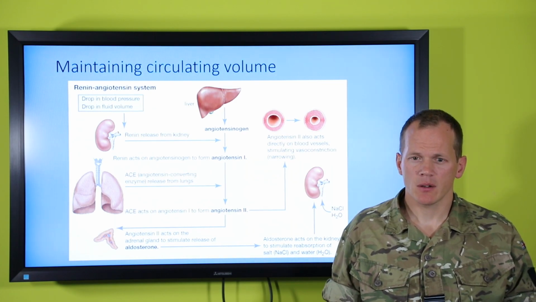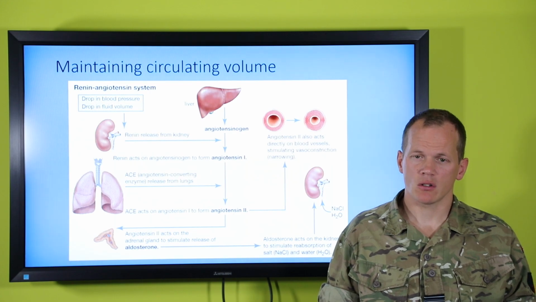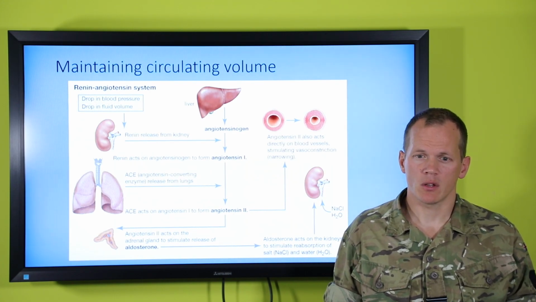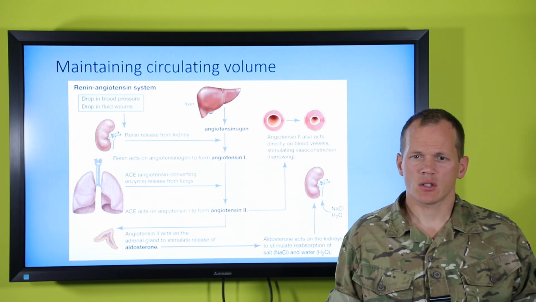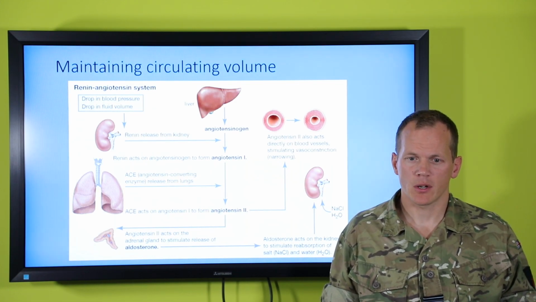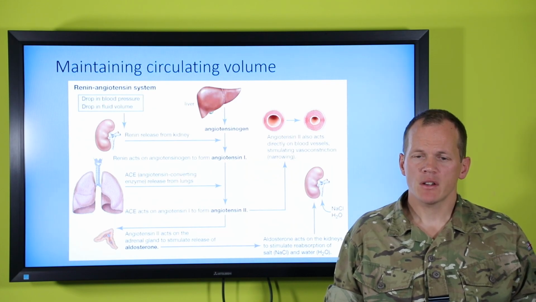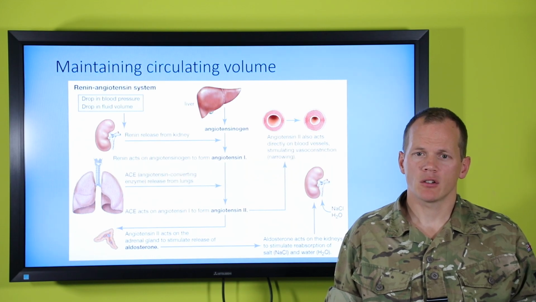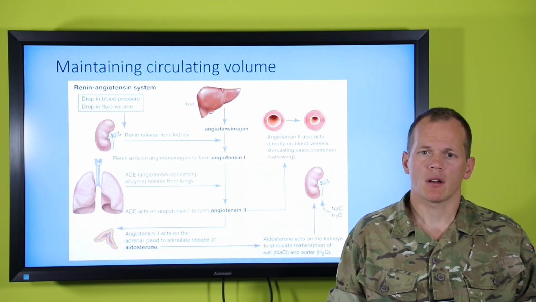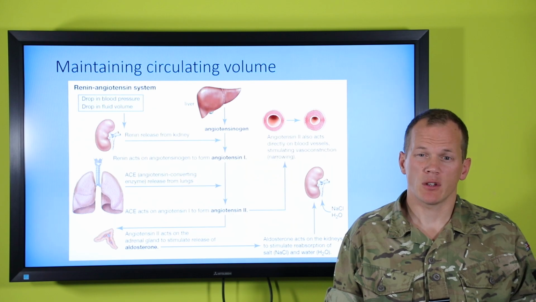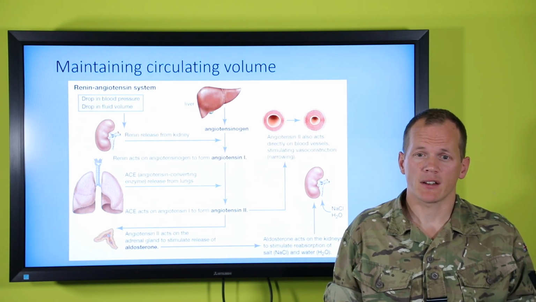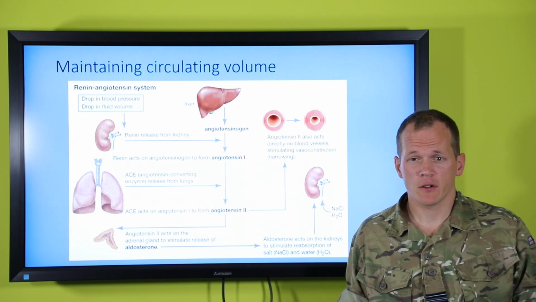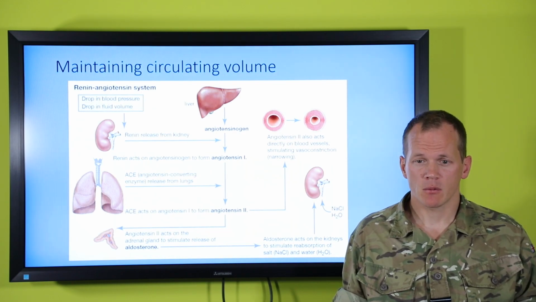Renin is an enzyme which converts angiotensinogen to angiotensin 1, which is further converted to angiotensin 2 within the lungs. Angiotensin 2 has multiple different roles within the body. Firstly, it can act directly to reduce GFR by constricting the blood supply that supplies the glomeruli, and therefore GFR drops as a result of angiotensin release, which maintains your circulating volume because you're not filtering or making so much urine.